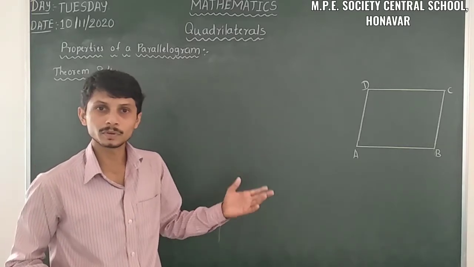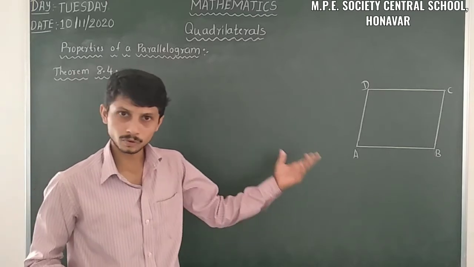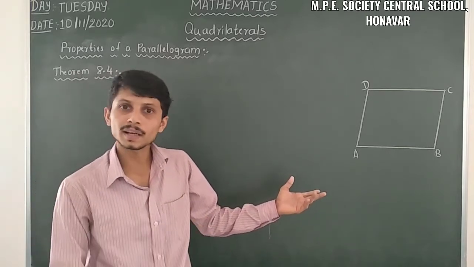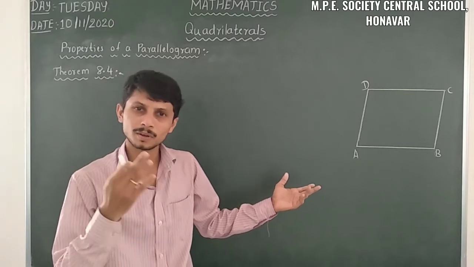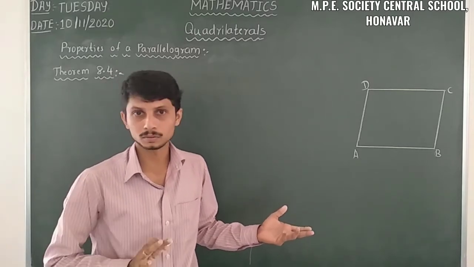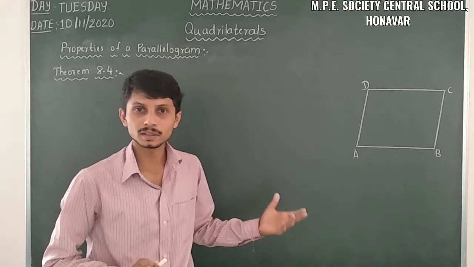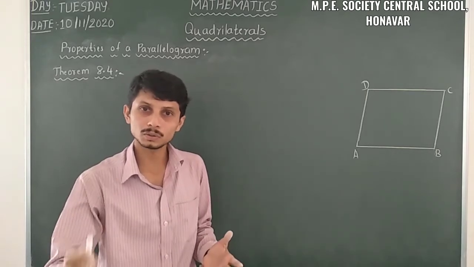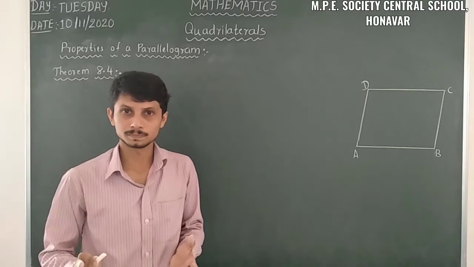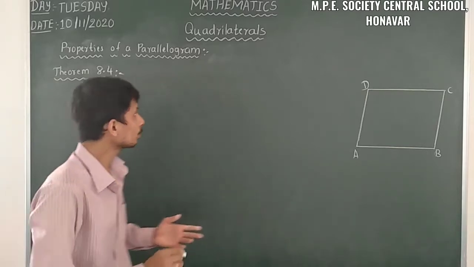We can prove it with the things we have. In a parallelogram there must be parallel lines and a transversal. With the help of that we can easily prove it. You can prove it also, but here there is no need of that proof, because in your syllabus there is no mention of proof. Okay, so let us take the statement of that one.